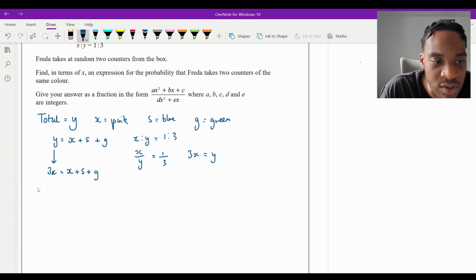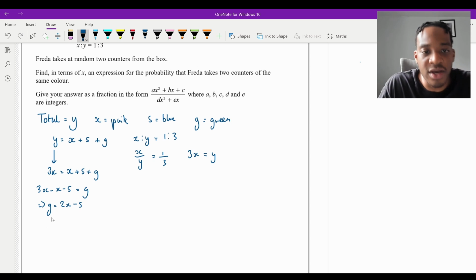So I could say, well, that would mean that I'll have 3x, take away an x, take away a 5 will equal g. And that would mean that g is just equal to 3x take x is a 2x, and then we've got minus 5. So now we know that the greens are just 2x minus 5 in terms of x. So I can rub out this and put a 2x minus 5 here. Perfect. And as well as that, we also figured out that the total is also equal to 3x as well.